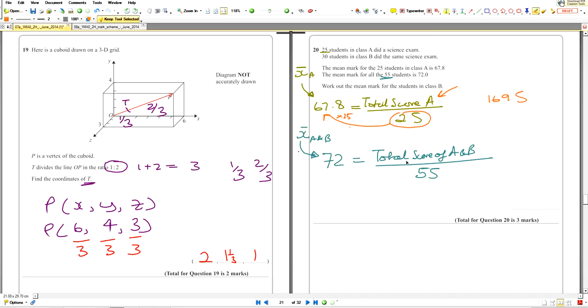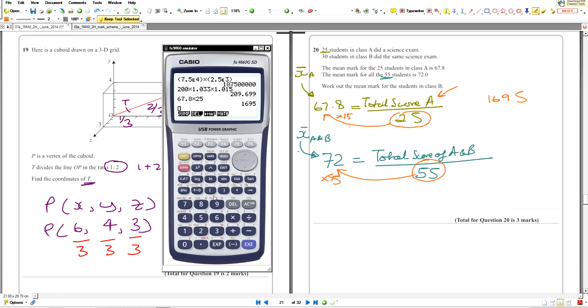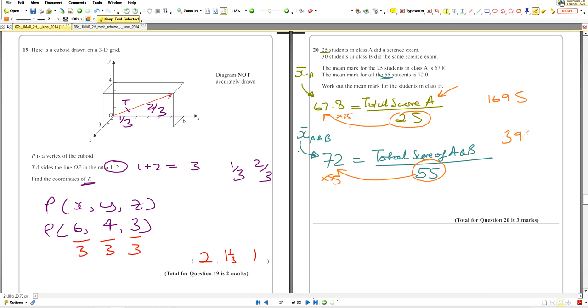Right, and then we want to work out the total score of A and B. Opposite of dividing by 55 is times by 55. So we have here now 3960.